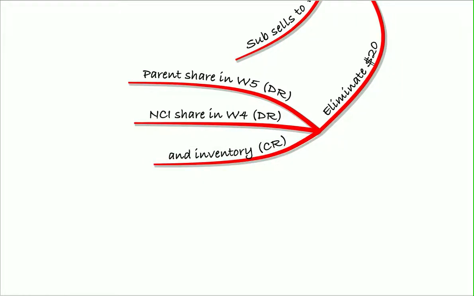Remember, that's because the parent is not selling to the subsidiary in this instance. If the parent was selling to the subsidiary, then all of the profit would be in working 5. This time the subsidiary is selling to the parent. So in the subsidiary we have the parent share and we have the NCI share. So we need to remove the unrealised profit from each of those.